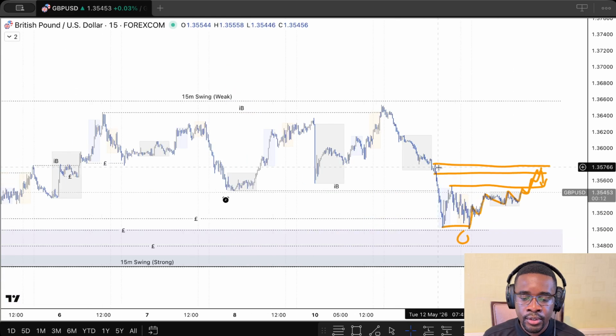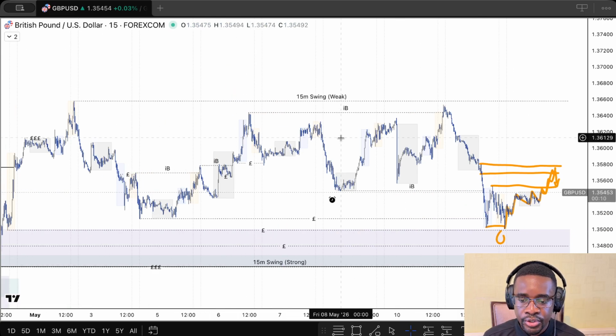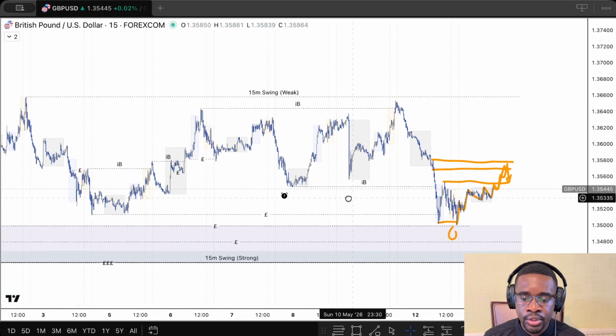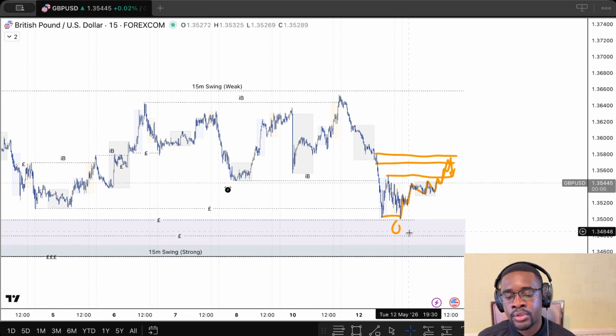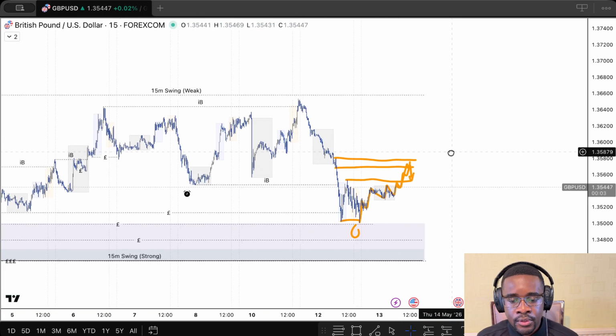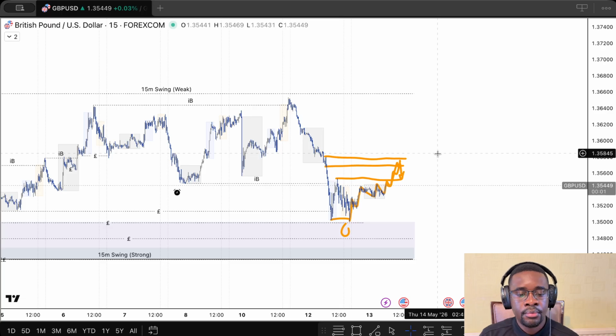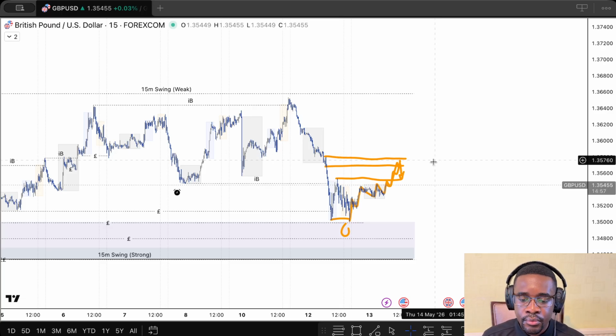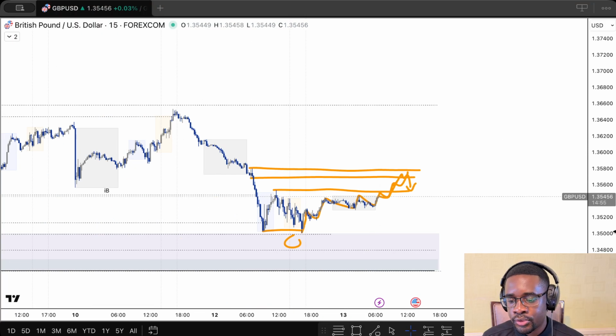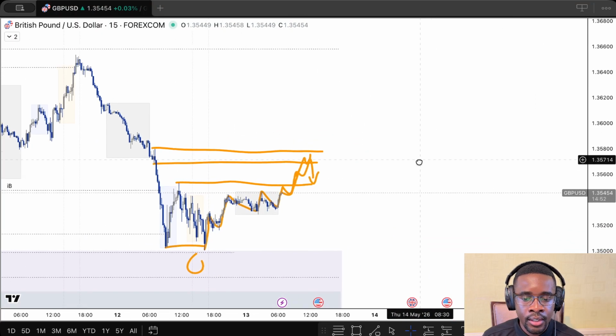Okay, remembering that the swing is still bullish. Okay, the swing is bullish. Internal, yes, it has shifted bearish. Internal shifted bearish, but the swing is still bullish. Okay, so those will be things that I'll be looking at today.